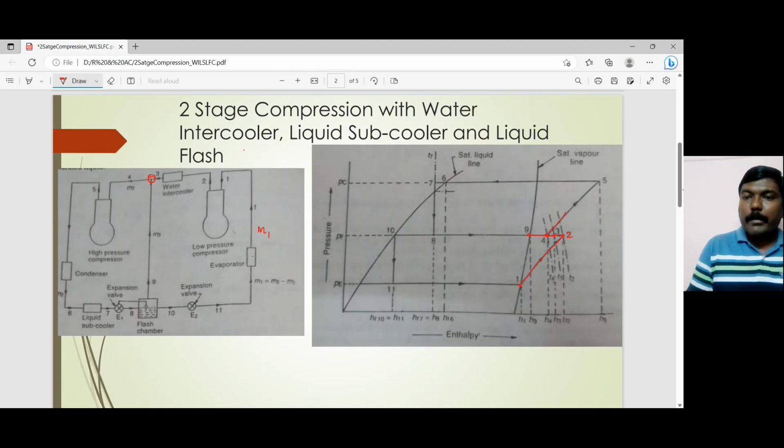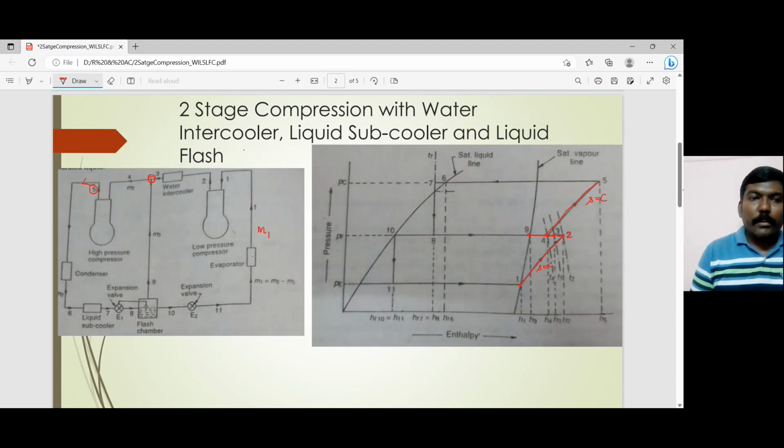Then in the high pressure compressor, there is again compression that takes place at an isentropic condition. So you once again follow a constant entropy line. This line over here is also a constant entropy line. This is the compression that happens in the high pressure compressor. Point 5 is the exit of the high pressure compressor. You can see that point number 5.